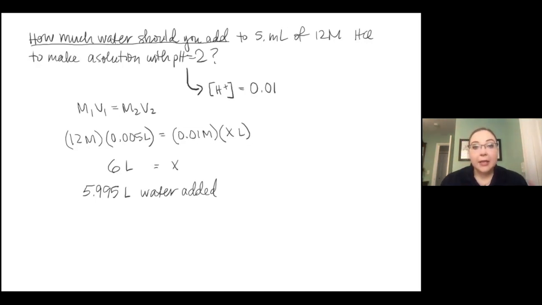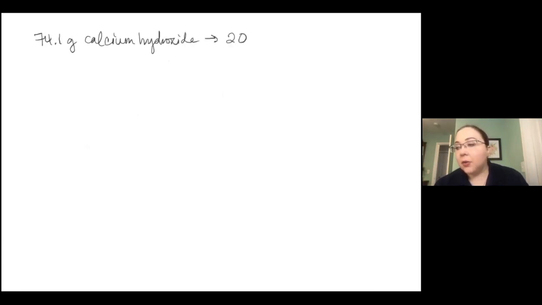So now taking this concept of pH and kind of connecting it with some of the other concepts, like we did in this one, we're connecting it with dilution. And in this last problem, we've got 74.1 grams of calcium hydroxide, and we're going to dissolve them in a total of 20 liters. So we get 20 liters of solution. And we want to know what is our pH.